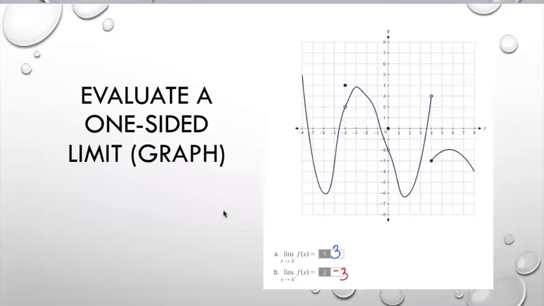Is there an issue with the limit not being the same? No, the limits from the right and from the left can be different. Again, that doesn't mean that the problem is incorrect. What this means is that the limit doesn't exist, and we're going to talk about that when we talk about evaluating two-sided limits from a graph in another video.